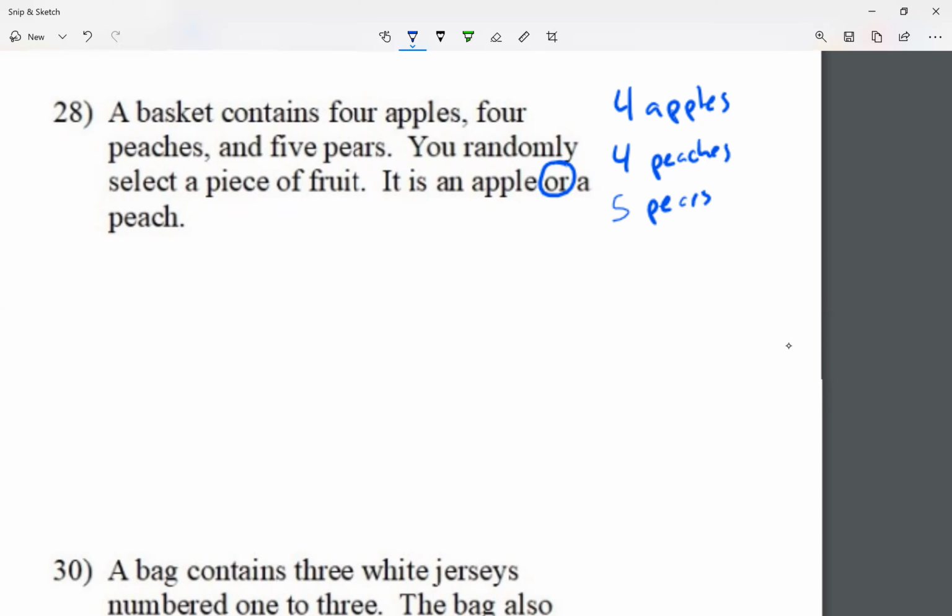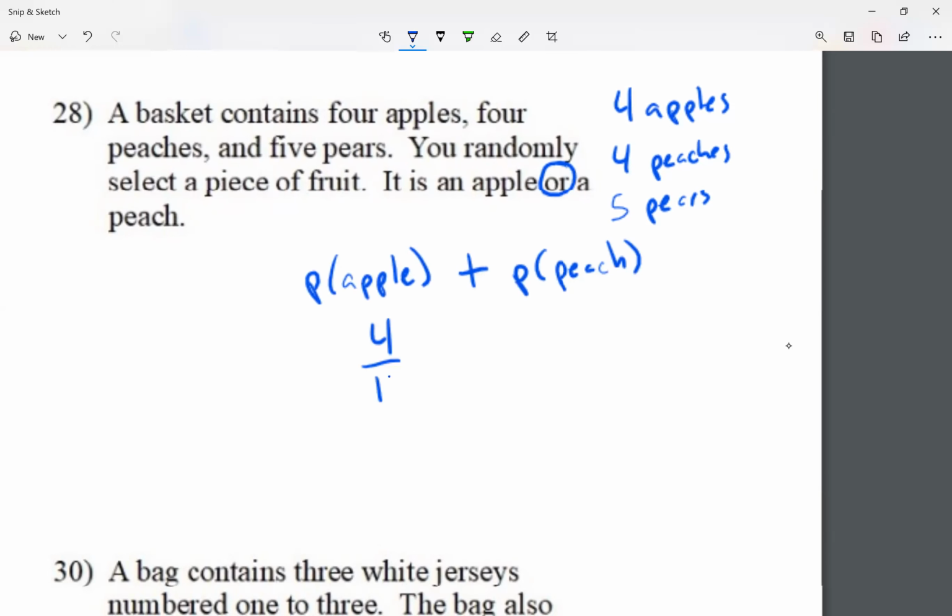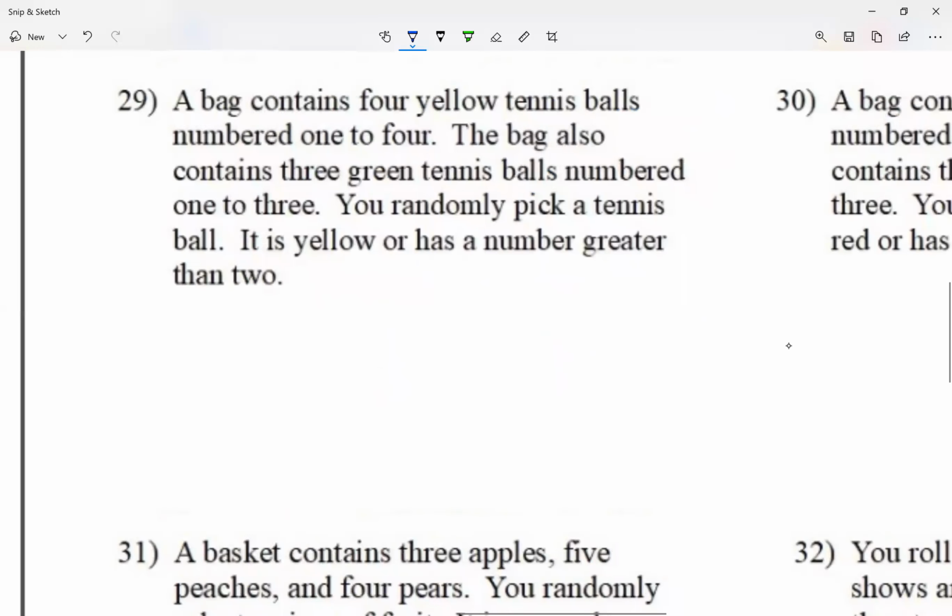Okay, so I'm going to say probability of an apple plus the probability that it is a peach. I have 4 apples, 13 altogether, so 4 over 13. Probability of a peach, there's 4, 13 altogether, so 4 over 13. I'm going to add. When we use the word or, we add. So this is going to give me 8 over 13. As a decimal, 8 divided by 13 is about 0.615. As a decimal, it's always a number between 0 and 1. That's good.